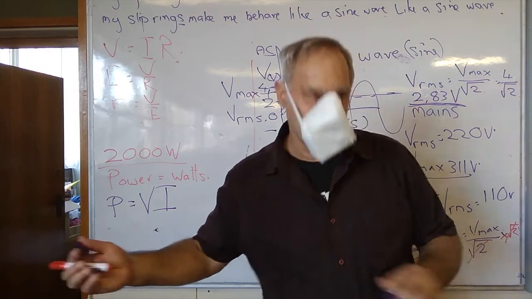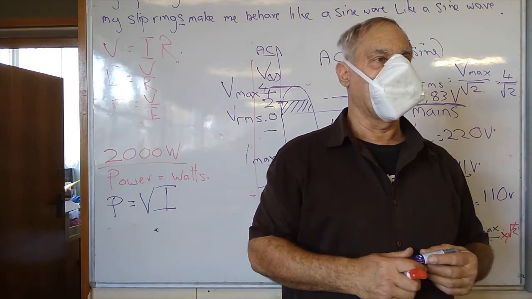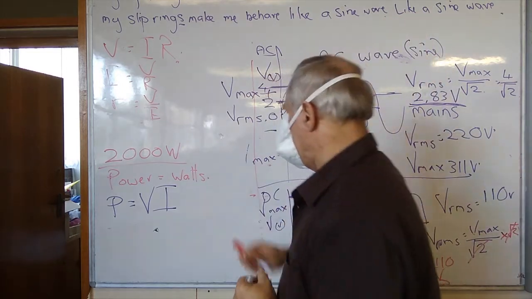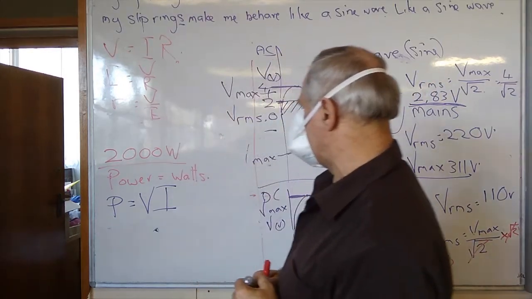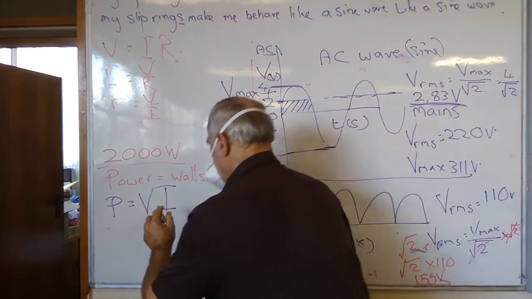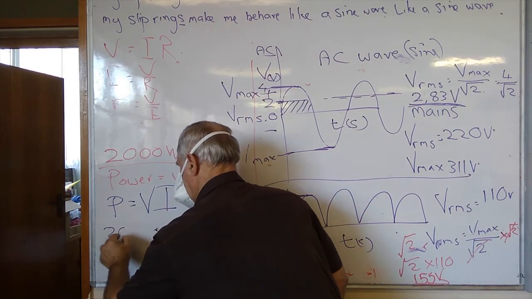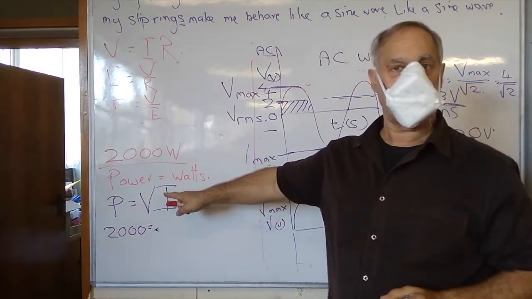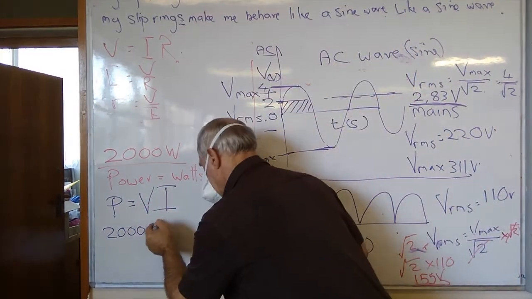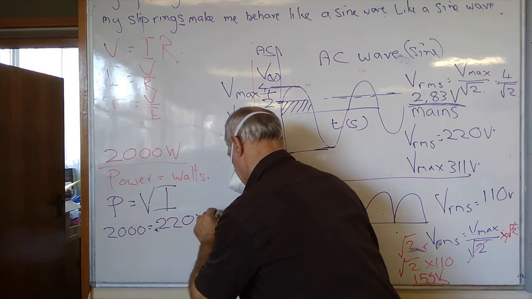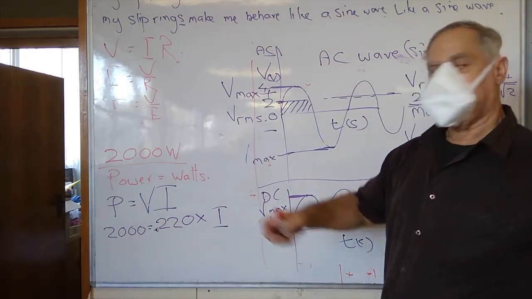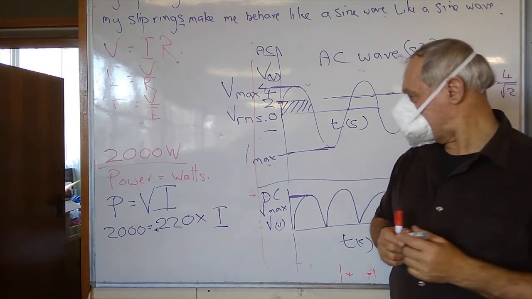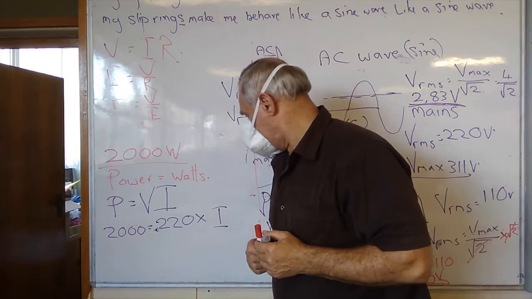So if I have a 2,000 watt chainsaw, can you work out, and we've got, what's the voltage on our mains? It's 220. What do you think is the current that flows through the wires of my chainsaw? I think I could almost do the math. About 20, 18. What is the current?